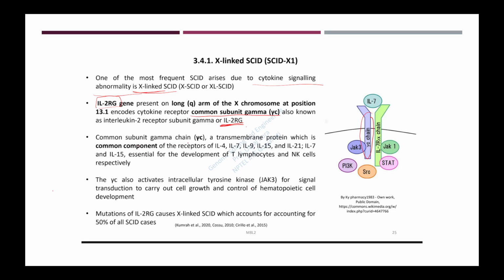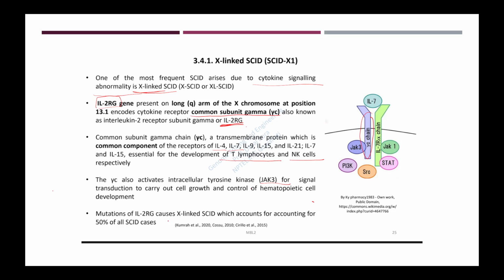The common subunit gamma chain, gamma C, is a transmembrane protein, a common component of the receptor of IL-4, IL-7, all these interleukins. It is a common receptor and essential for the development of T lymphocytes and natural killer cells respectively. Gamma C also activates intracellular tyrosine kinase JAK3 for signal transduction to carry out cell growth and control of hematopoietic cell development.